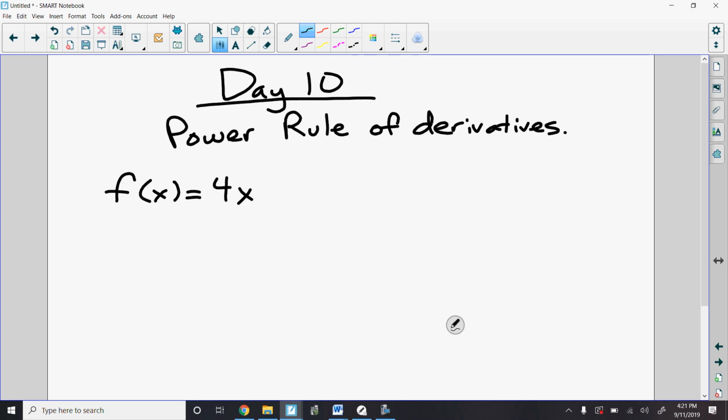Think about the graph of 4x. Y equals 4x would be a line with a slope of 4 and a y-intercept of 0. If I asked you to find f prime of x, again, f prime gives the slope of the tangent line, or another way to think about it is the instantaneous slope. Well, the slope doesn't depend on x. The slope everywhere is 4. So f prime of x here would equal 4.